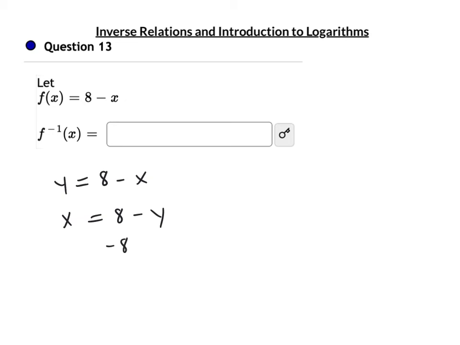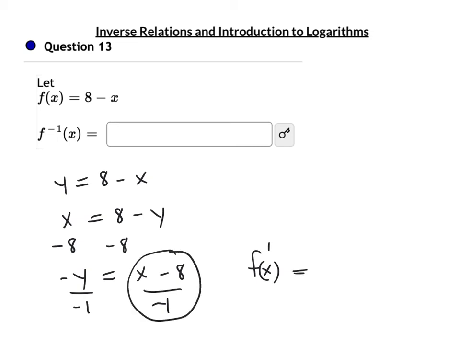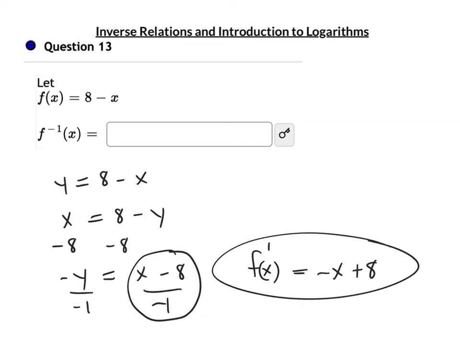We'll take an 8 off each side. I'm going to turn this around. Negative y equals x minus 8. Then we need to divide everything by negative 1. And it looks like f inverse, this is my y, equals, and I'm going to divide both of those by negative 1. That'd be negative x and positive 8. Negative x plus 8.